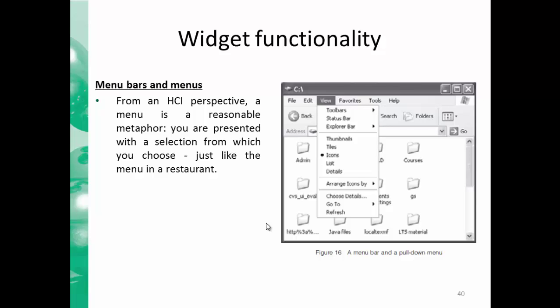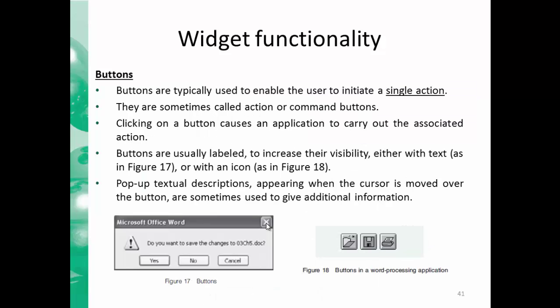A very important widget is also the button. It is a widget that can help you take one single action. That's why they are called action or command buttons. Normally, we choose some good label for the button. As we mentioned earlier, this will increase their visibility because the label of the button will tell you what the button will do, and that's exactly what we mean by visibility.